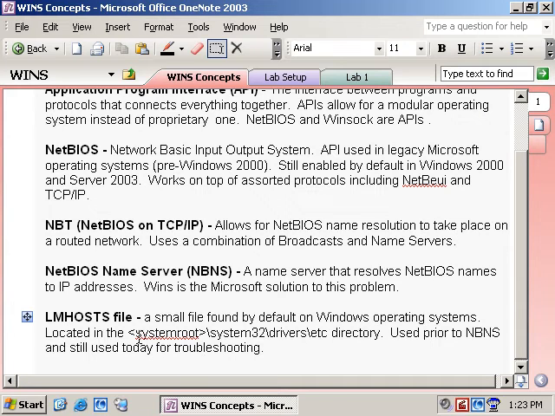So we could just substitute C:\Windows here, and then you see that it's in the system32 drivers etc directory. And we're just looking for a file that has no extension named LMHOSTS. Now, an LMHOSTS file was used prior to the NetBIOS name server, and it's still used today for troubleshooting, but it's not really that common. We'll take a look at it, but it's very similar to the hosts file that you may have seen in DNS before.